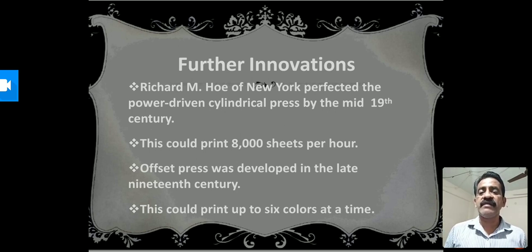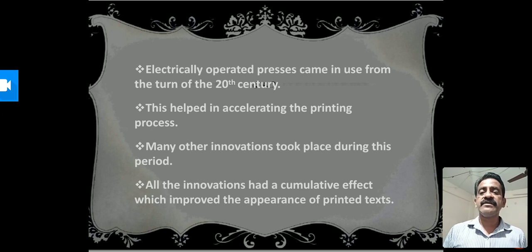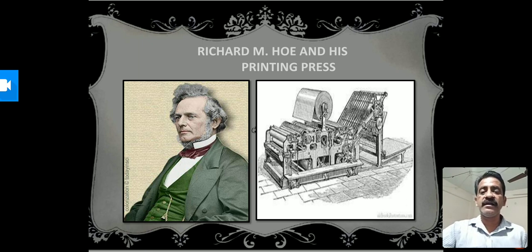The offset press was developed in the late 19th century. This could print up to 6 colors at a time. Electrically operated presses came into use from the turn of the 20th century. This helped in accelerating the printing process. Many other innovations took place during this period. All the innovations had a cumulative effect which improved the appearance of printed texts. So you can clearly see the picture of M. Hoe and his printing press here.